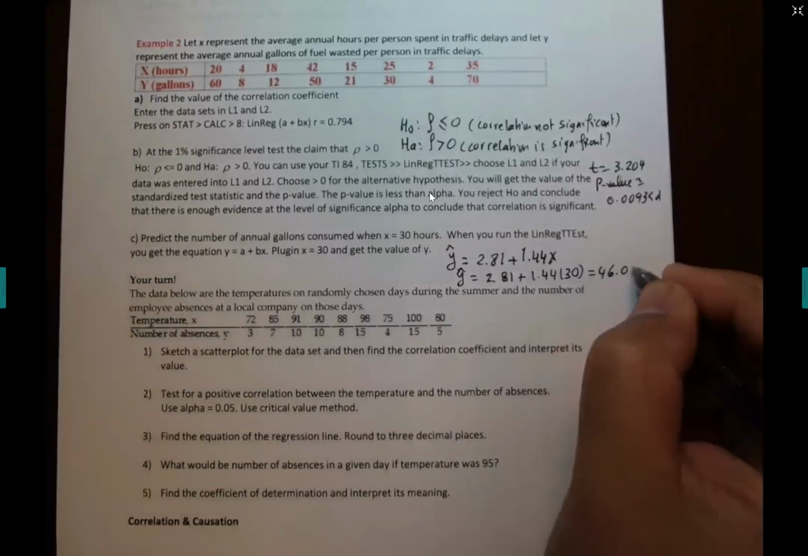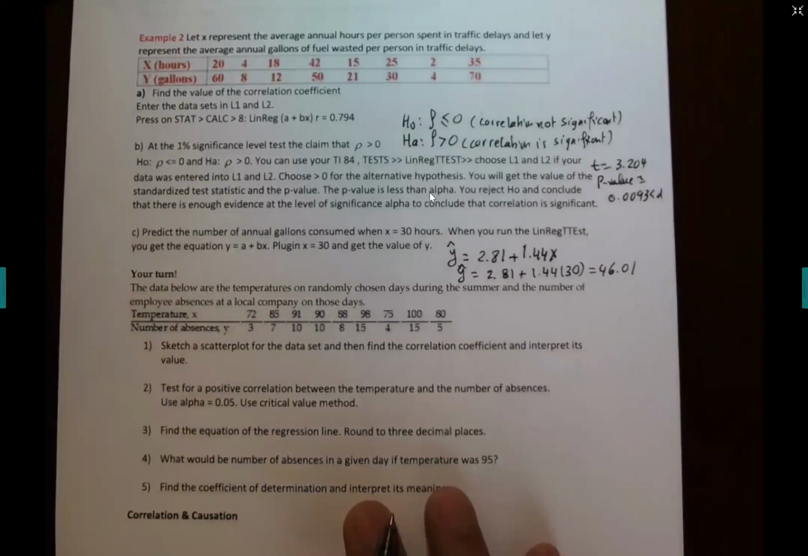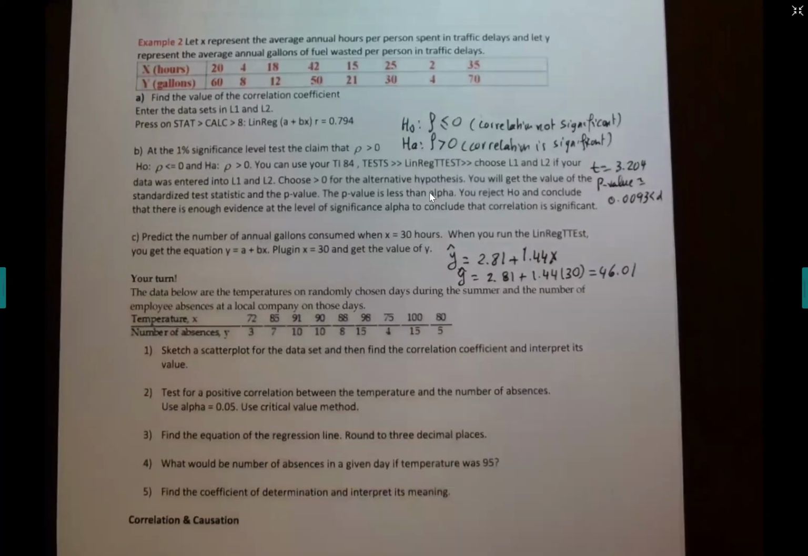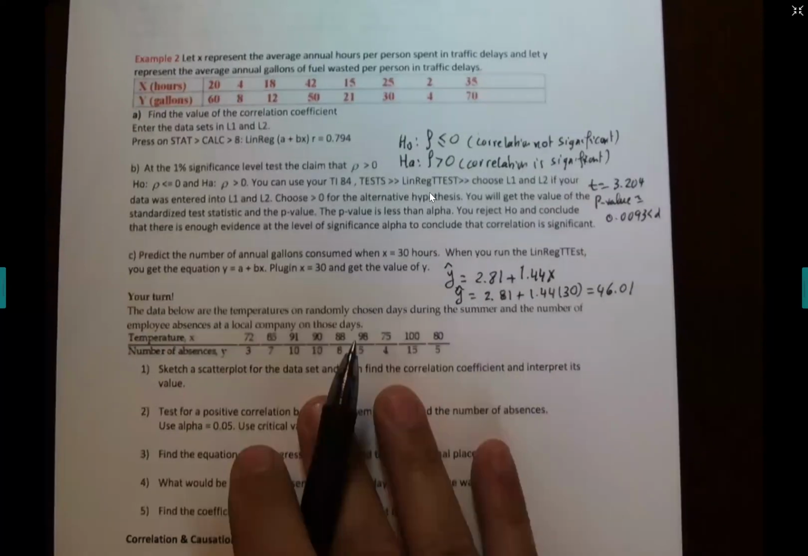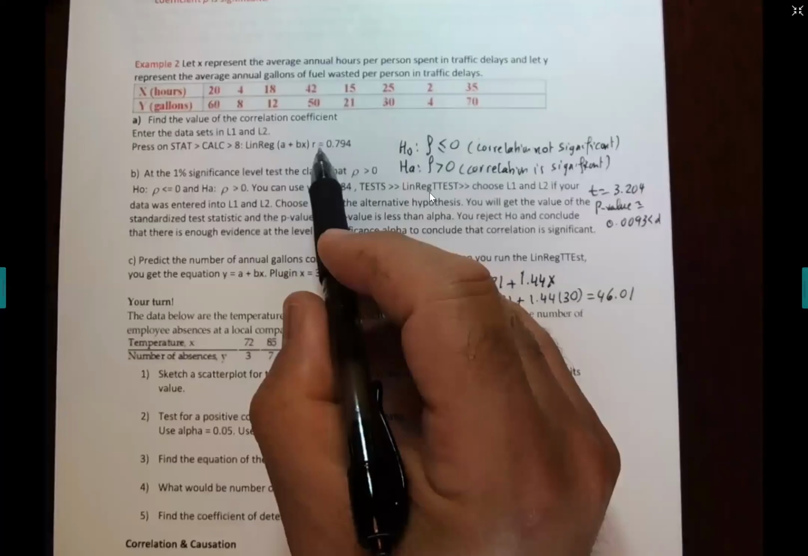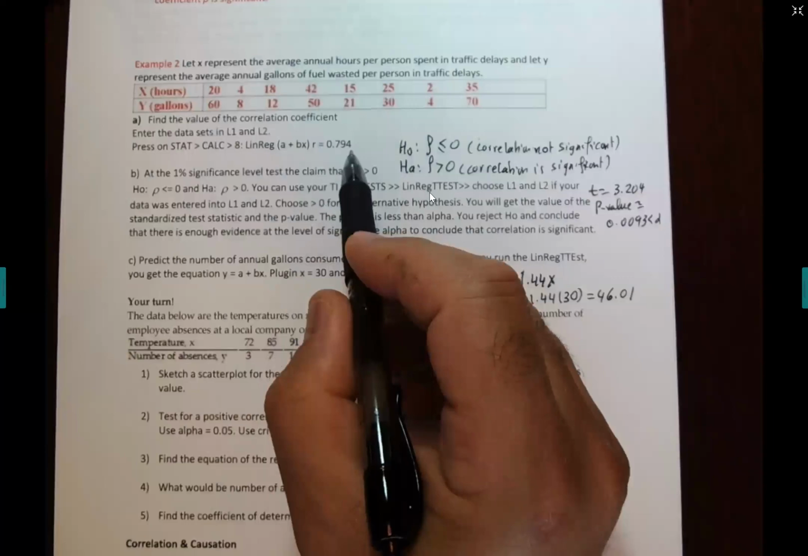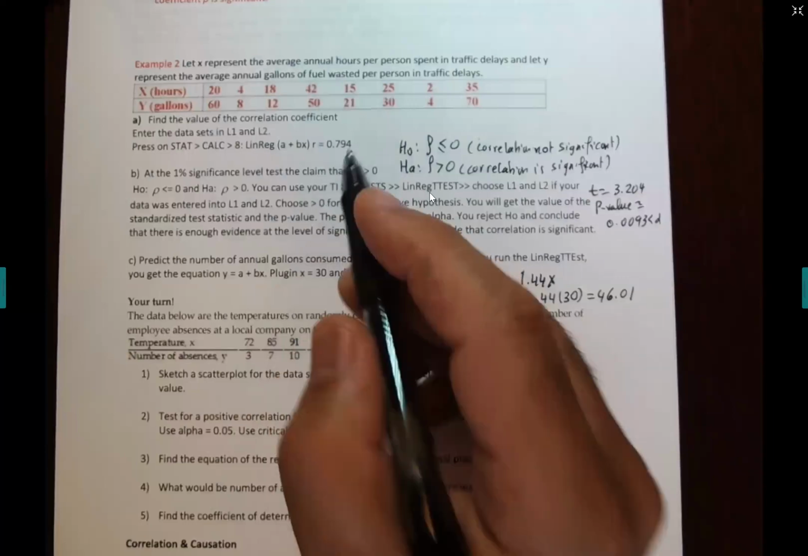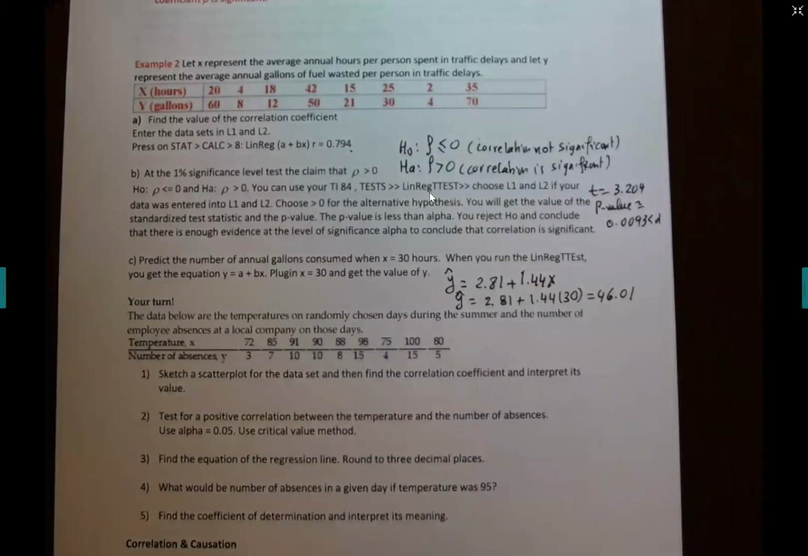Okay, so what about if I ask you to find R squared? What is R squared here? And then I'll explain it to you and tell you what R squared is. So R is 0.794. What would be R squared? Let's see. R squared, 0.794 squared. Okay, I got 0.6304, guys.